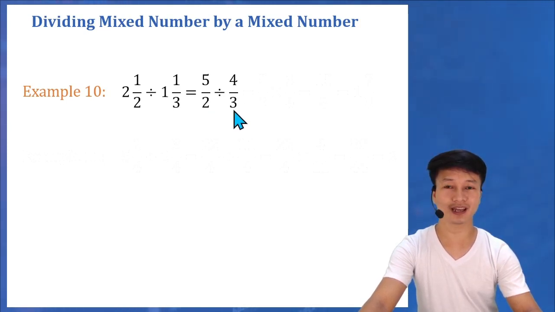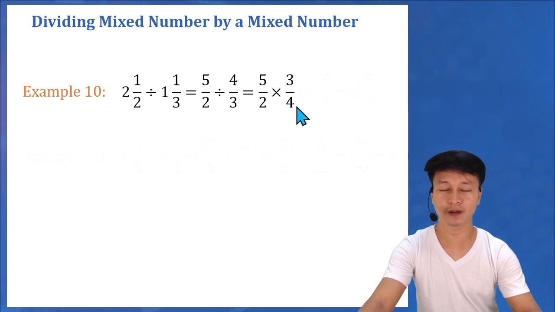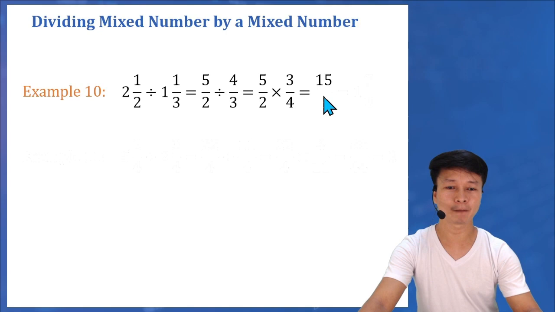And this time we can now multiply them after taking the reciprocal. So here we have the first fraction, 5 over 2, times the reciprocal of the second fraction, 4 over 3, which is 3 over 4. And then we can now proceed to multiplication. 5 times 3 is 15 over 2 times 4 is 8.